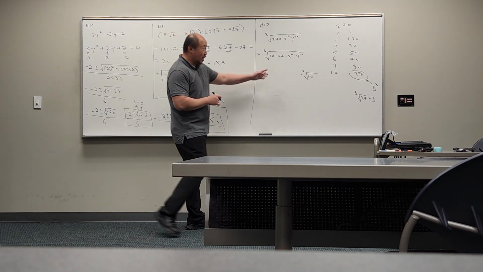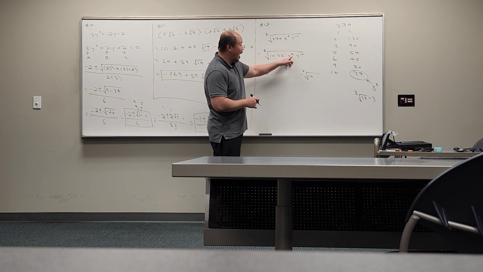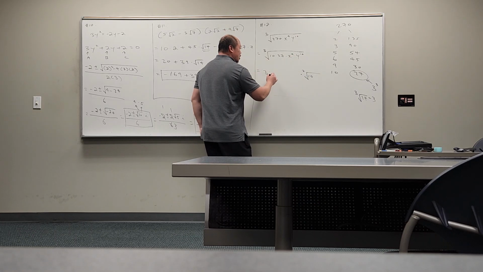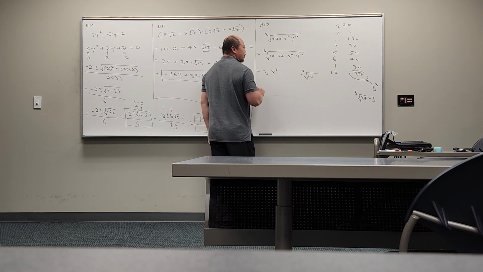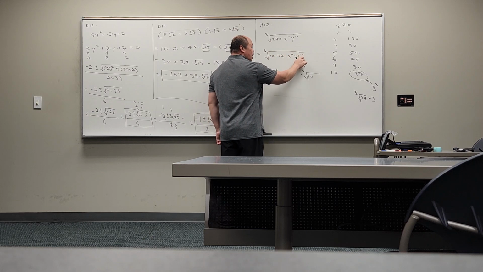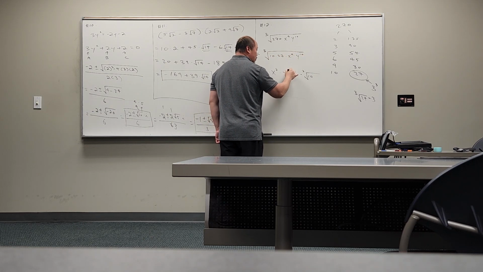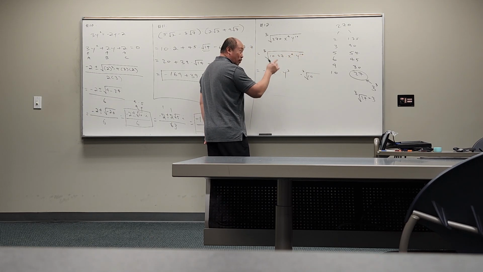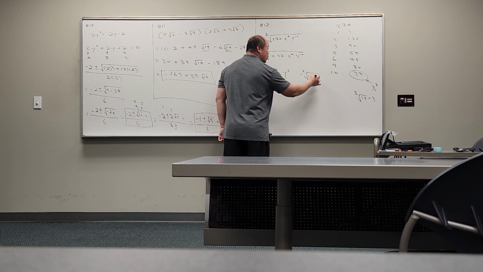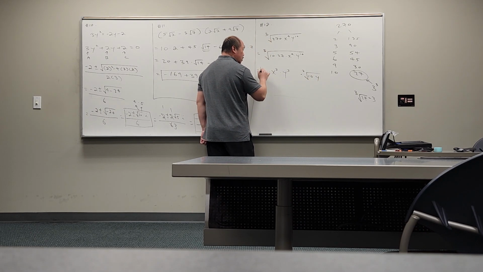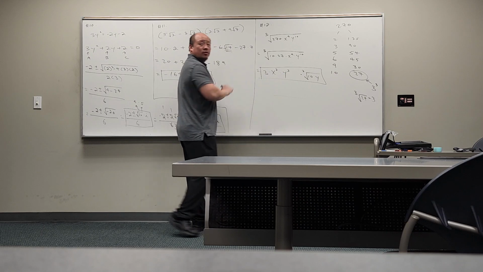Now, the variable side is easier. 3 goes into 9 3 times. That's x to the third power. 3 goes into 10 3 times, so that's y to the third power. 10 minus 9, the remainder is 1, right? So it'll be y to the first power. That's pretty much it. That's the answer.